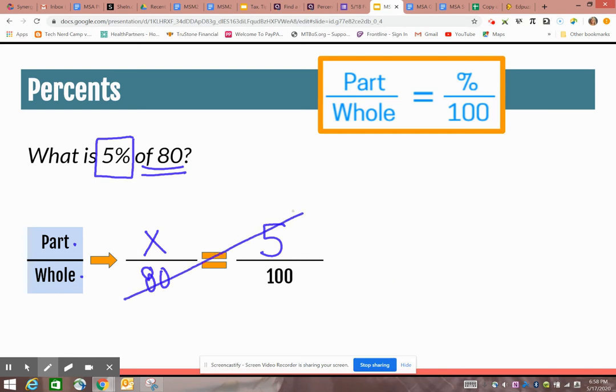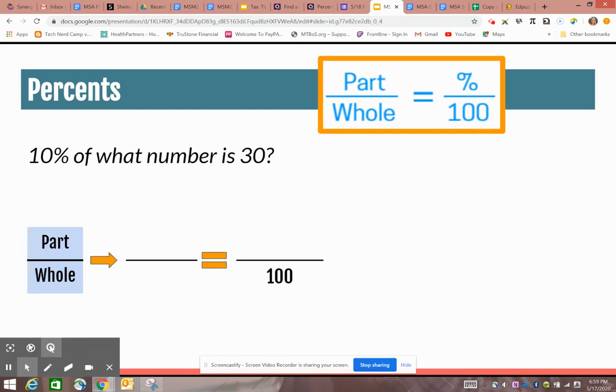80 times 5 is 400, divided by 100 altogether gives me 4. Now let's see if that makes sense. 4 is 5% of 80. Well, think about it. 50% of 80 would be 40. So this is really tiny. 4 out of 80 is like 5 out of 100. It's true. All right, let's check out this problem.